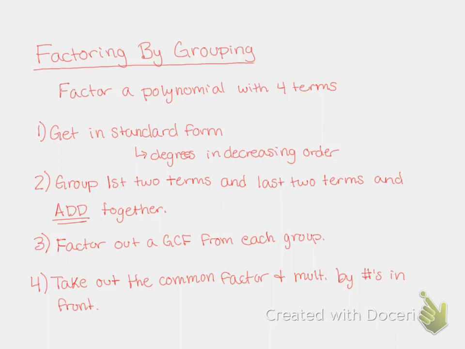Okay, so first thing you got to do is get into standard form. Then you're going to group the first 2 and last 2 terms, and you are going to add them together. And I'll show you what to do whenever you have a subtraction sign in between there. Then you're going to factor out a greatest common factor from each group, and then you're going to take that common factor and you're going to multiply it by the numbers in front.